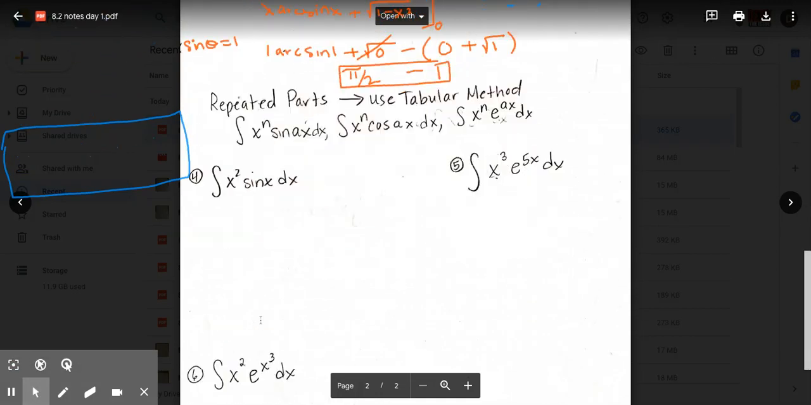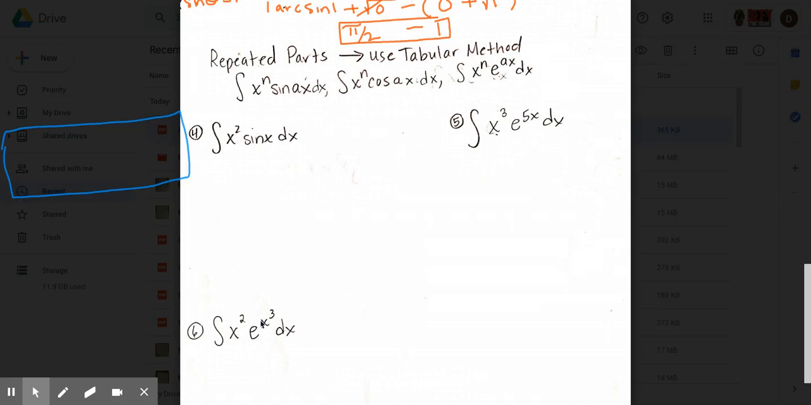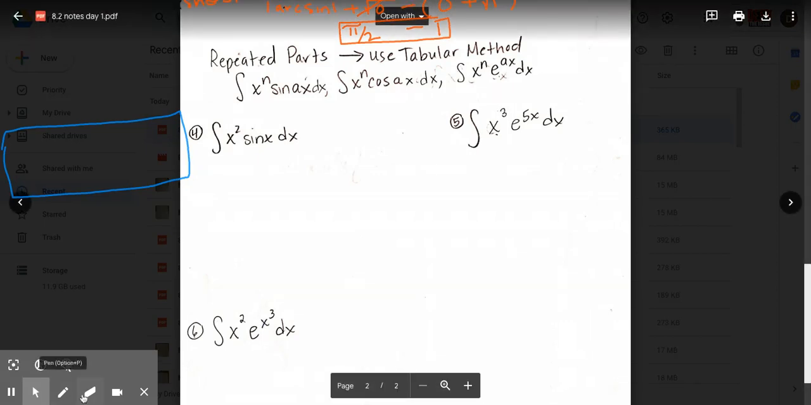All right, and last thing, okay? There's something called repeated parts. It means that you'd have to use parts multiple times, and that's a pain in the butt. So when you recognize you have to use parts multiple times, you're going to use something called a tabular method, but you've got to know these forms. You've got to be able to recognize, like, hey, it's in one of these three forms. That's going to be repeated parts. Let me use tabular method.